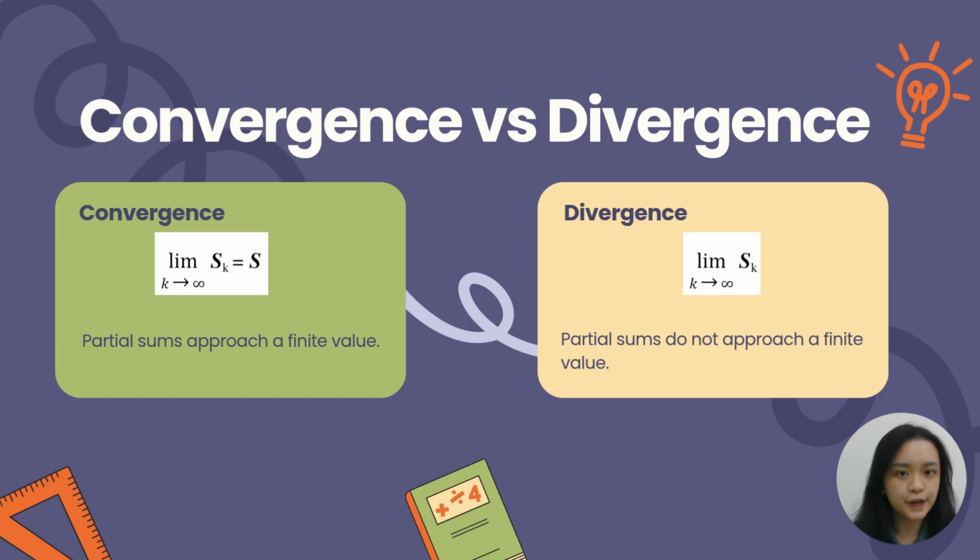There are two possible behaviors of an infinite series, convergence and divergence. A series converges when the total value gets closer and closer to one fixed number, even though more terms are continually added. On the other hand, a series diverges when the total value does not settle at a single number. It may continue increasing, decreasing, or keep changing without approaching a limit. Therefore, the main goal when studying infinite series is to determine whether a series converges or diverges.